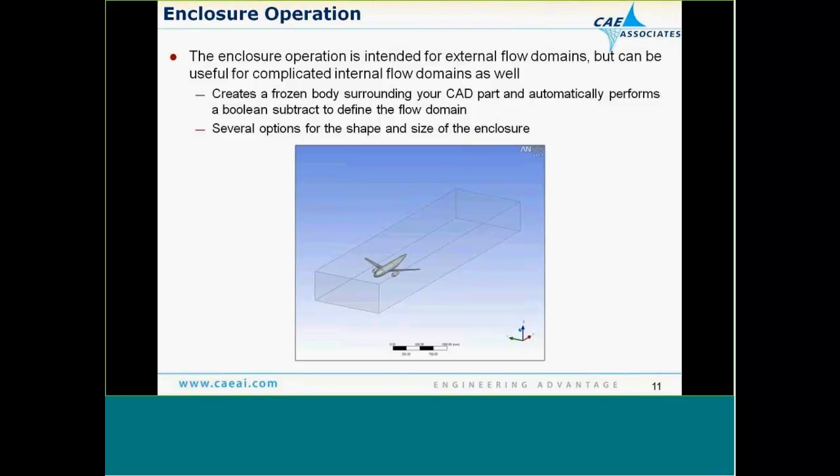And I also like to point out that it's useful for internal flow domains as well. Sometimes if you have a complicated internal flow domain where you have multiple parts coming together to form the boundary of the internal flow domain, if those parts don't fit exactly together, it can be difficult to form the internal flow domain. So I oftentimes will use the enclosure operation in order to determine where I have leaks in my solid bodies, so where those bodies aren't coming together and touching each other exactly as they should be. Just another quick note on the use of the enclosure operation.